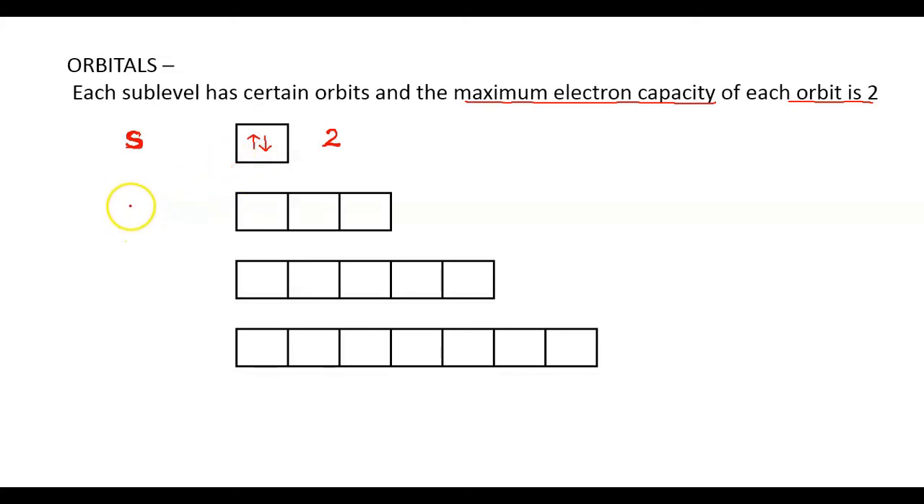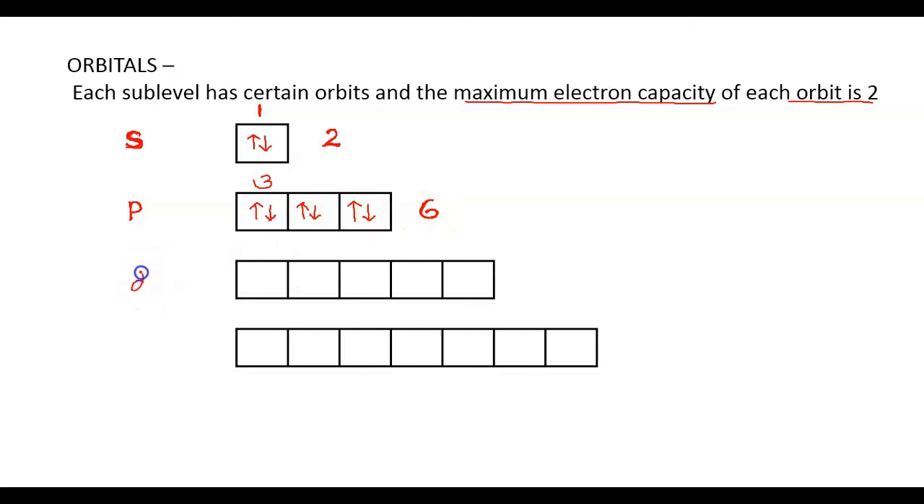Then comes the next sublevel, that is P. In the P sublevel you can see three orbitals, and the number of electrons you can place in one orbital is 2. Therefore the total number of electrons in the P sublevel is 6. Okay, 1, 2, 3, 4, 5, 6.